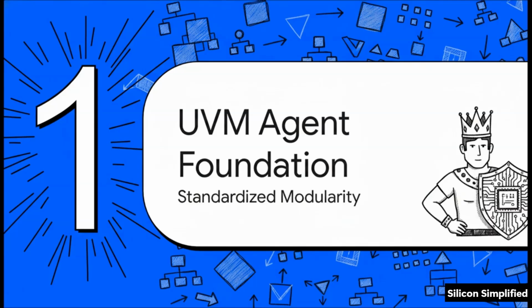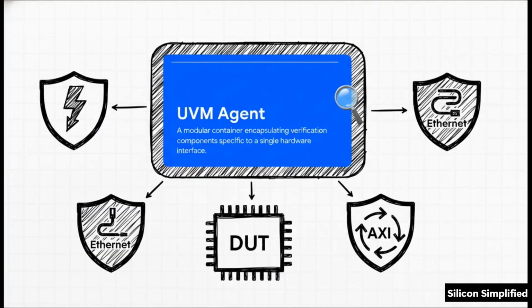All right, Section 1, the UVM Agent Foundation. Let's clearly define what this architectural hero actually is. The crucial takeaway here is that the UVM agent acts basically like a standardized adapter. It completely shields the rest of your test bench from the messy, protocol-specific details of your design under test, or DUT. You can really think of the agent as a highly specialized wrapper.